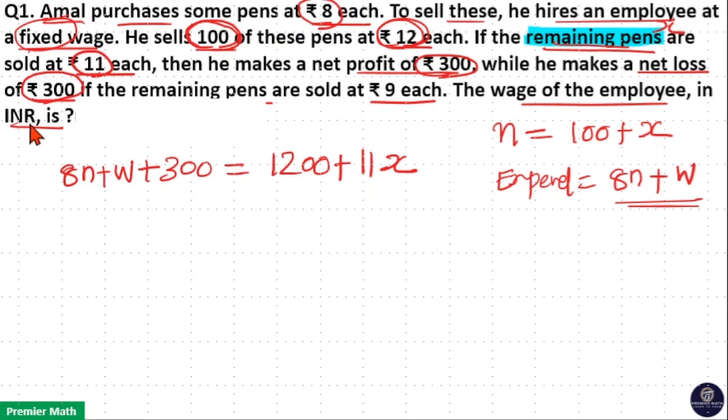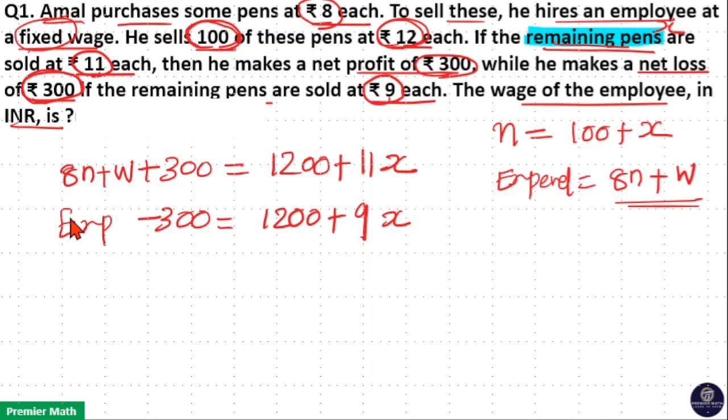Now in the second case, he makes a loss of 300 rupees. Loss means minus 300. So when he sells 100 of these pens at 12 rupees each, that means 1200, plus the remaining pens x at rupees 9 each, that means 9x. When he sells at this selling price, he makes a loss of 300. Loss of 300 means the selling price is 300 rupees less than the expenditure. Here expenditure is 8n plus W. Now we have two equations.